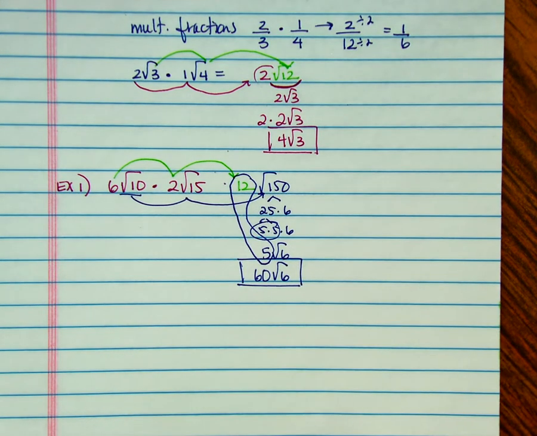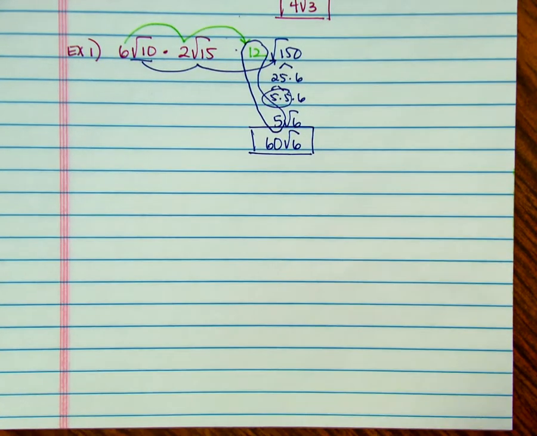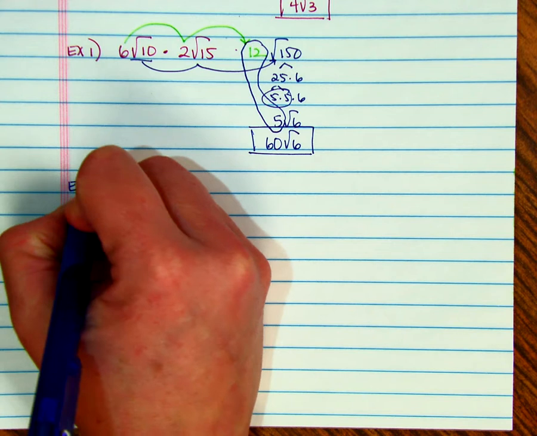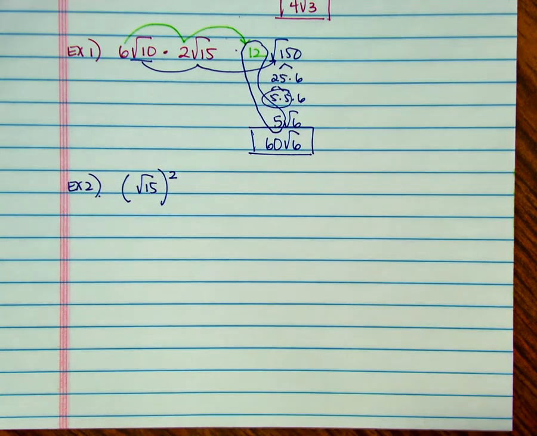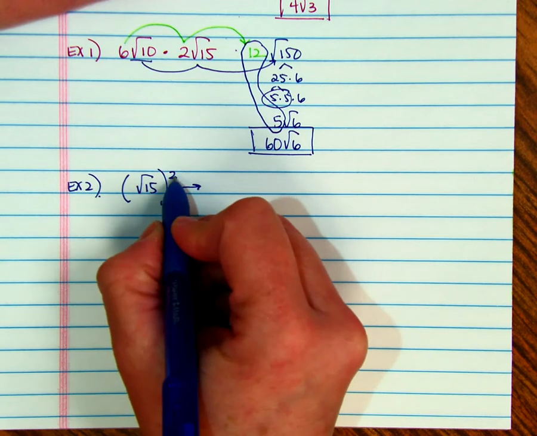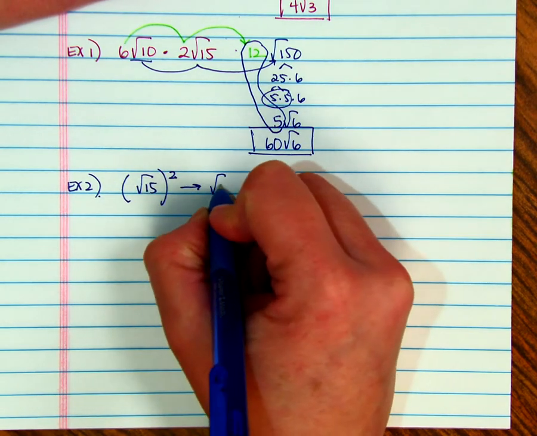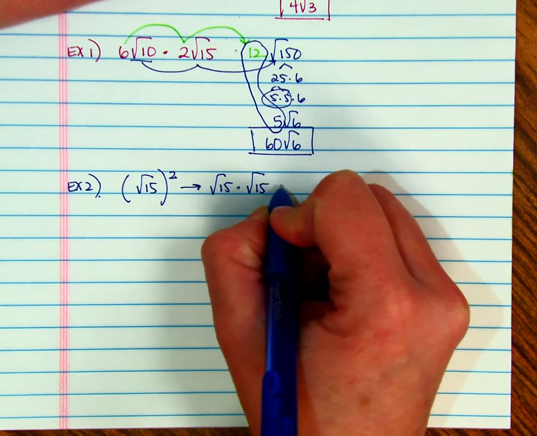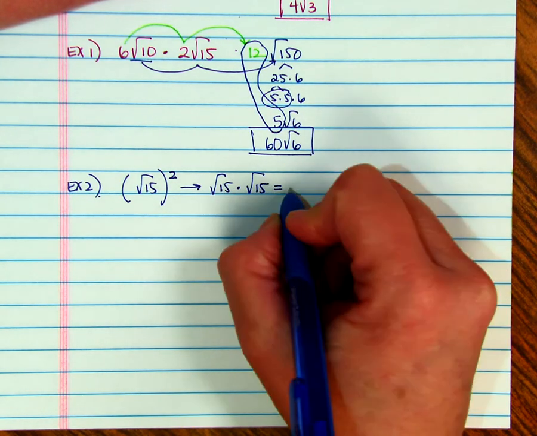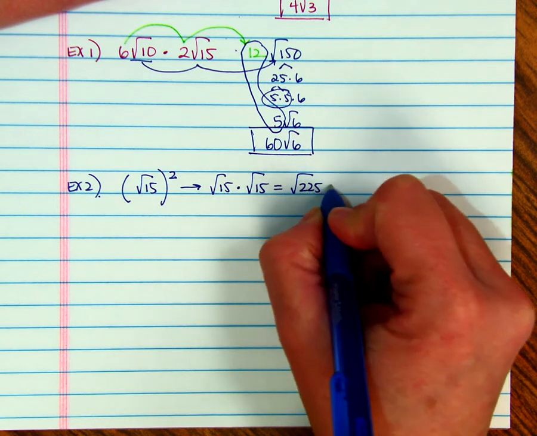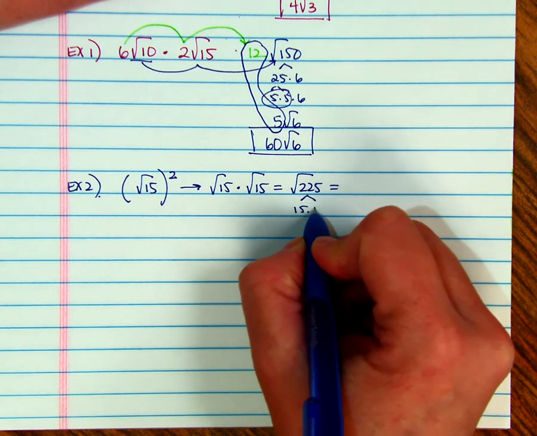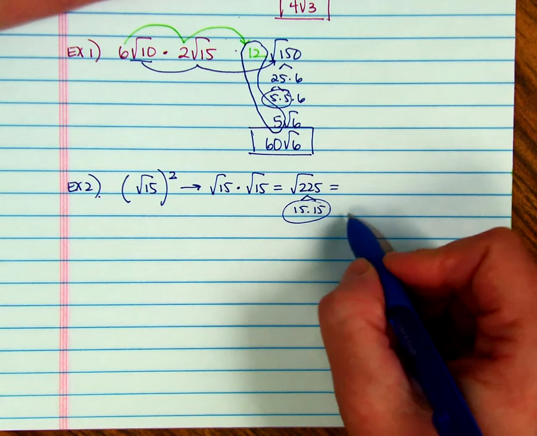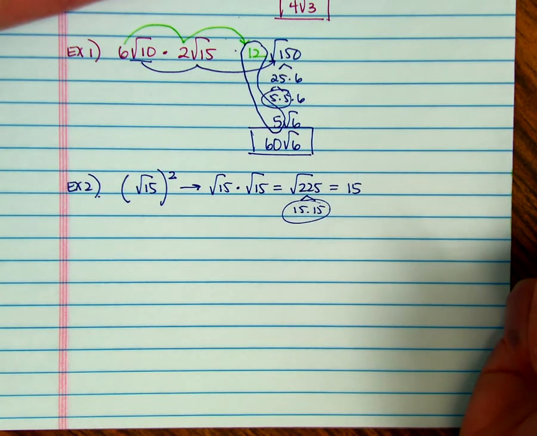Okay, look at another one. Example 2, I have square root of 15 squared. So you have to think about what that squared actually means. It means I have 2 of these. So I have the square root of 15 times the square root of 15. You could multiply them together and get the square root of 225. And then simplify 225. Now if you think about it, you're going to end up with 15 times 15. Circle your pairs, and one of them comes out with a nice neat 15.